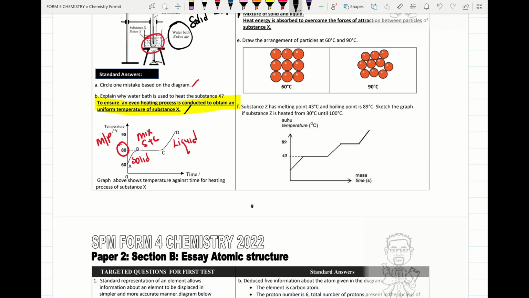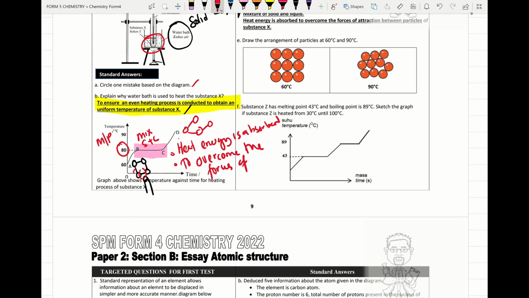If they ask why the temperature remains unchanged from B to C, the particles in the solid state are heated during the melting process, so the particles will absorb heat energy. So here we put that heat energy is absorbed. Why is heat energy absorbed? So that the forces of attraction between the particles can be overcome. The heat energy is absorbed by the particles to overcome the forces of attraction between the particles, so that they can turn from the solid to the liquid state.